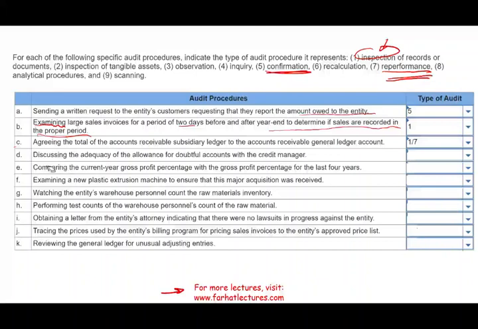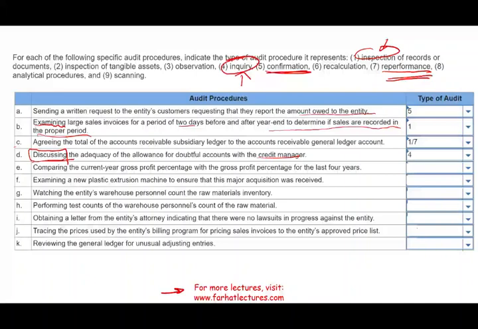D, discussing the adequacy of the allowance for doubtful accounts with the credit managers. Just look at what we are seeing here. We are discussing. What does it mean, discussing? It means you are talking, you are asking the managers about the doubtful accounts. Could you tell me a little bit more? Why is it a little bit more than last year? Why is it less than last year? Why is it $500,000? Why is it $300,000? That's all you are doing. You are discussing and asking them questions about the economic situation overall in the industry. That's all you are doing to determine the allowance. What type of evidence is that? That's basically inquiries.